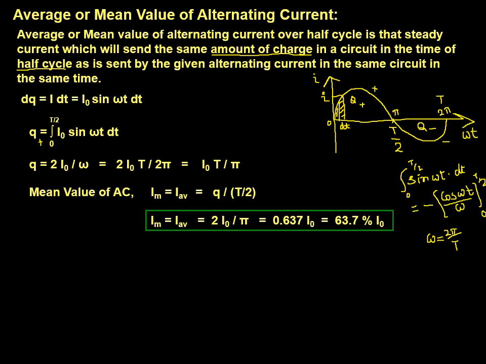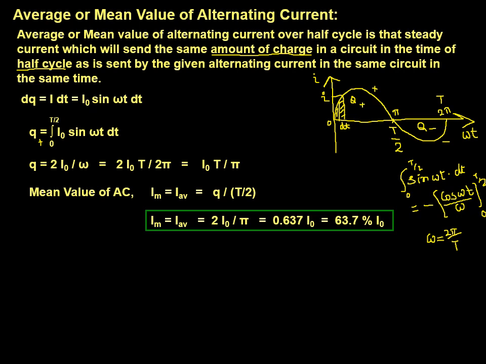Now, because the current is changing at every instant, we take a small interval dt, and dq will be equal to I into dt. Putting the value of I, the instantaneous value, I naught sine of omega t dt. In fact, the average or mean value of alternating current is taken over half cycle. I'm telling you why: it is that steady current which will send the same amount of charge in a circuit in the same time of half cycle as seen by the alternating current in the same circuit in the same time.